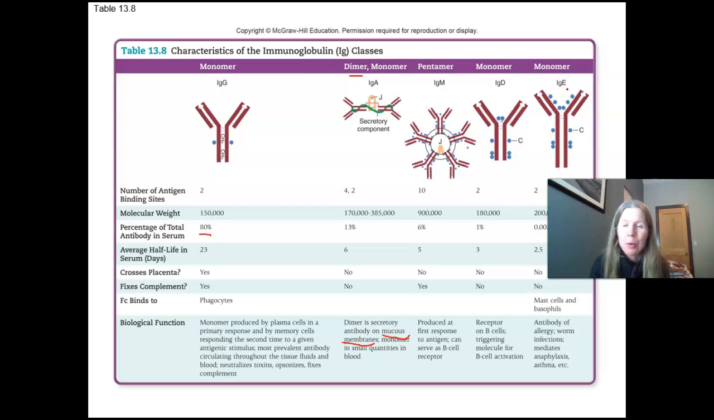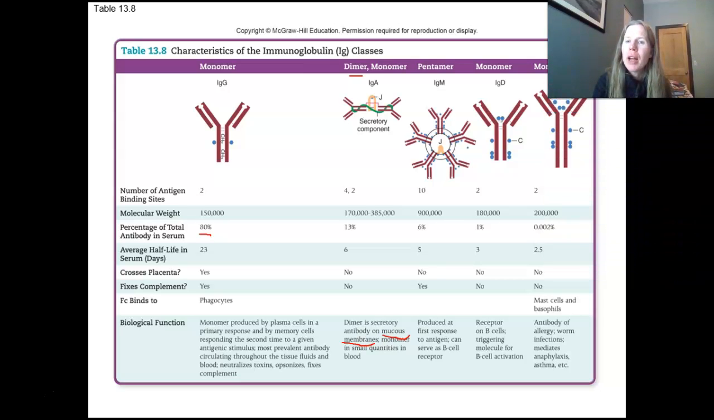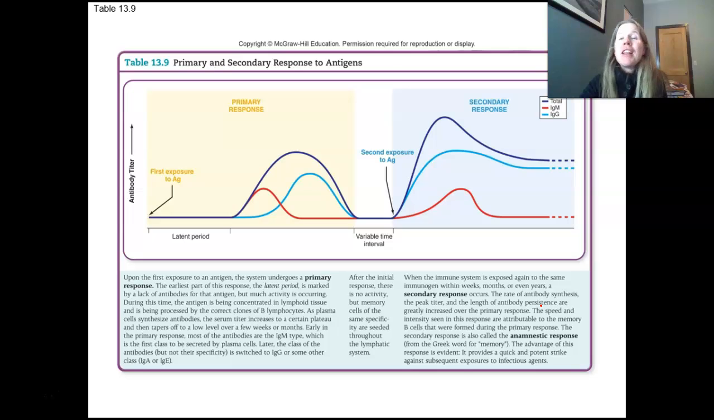IgE is another super important one. It's pretty uncommon, very small amounts, but it's really important in allergies and parasitic infections. IgE binds to mast cells and basophils and gets them to release histamines. So it's the trigger for the inflammation associated with things like allergies, okay? Again, it's good to know a couple things about each of these, but it's more important to know what antibodies do.